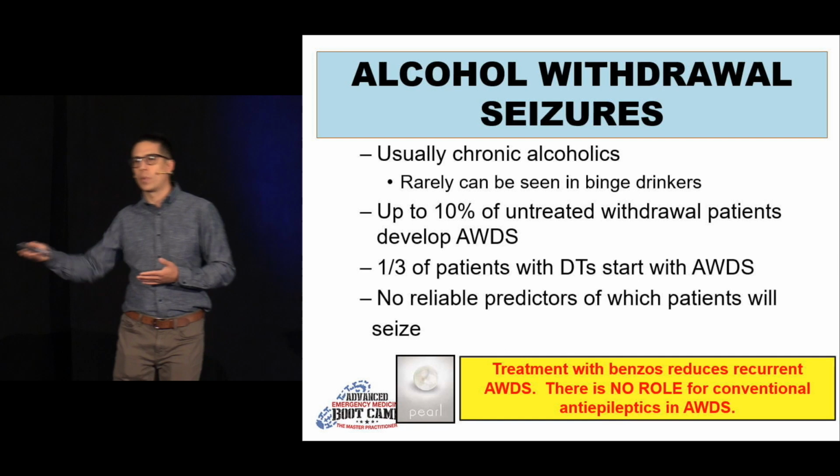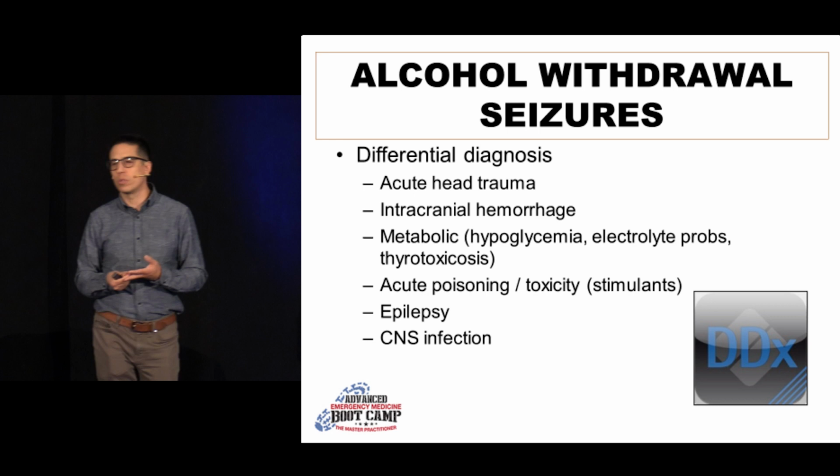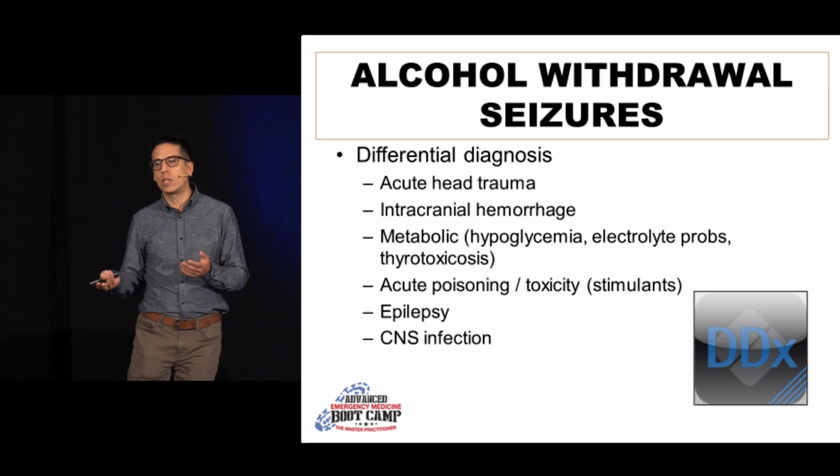Differential diagnosis: acute head trauma, intracranial hemorrhage, toxic metabolic disarray, right? These aren't folks who necessarily take great care of themselves. They can have hyponatremia, for example, from beer potomania. Acute poisoning or toxicity from other things that people might ingest is certainly on the list. Epilepsy, right? People do have epilepsy and alcohol use as a comorbid disorder.